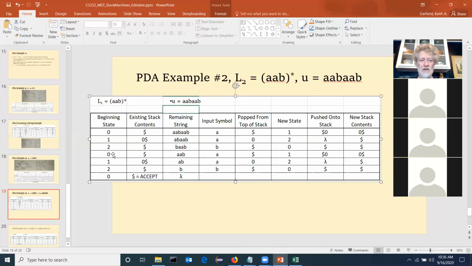And look at this line here, the $0 sign. This line here with the $0 sign, AAB, that's exactly like what we started out with. So what we're going to do is keep doing that same triplet of actions over and over and over again.